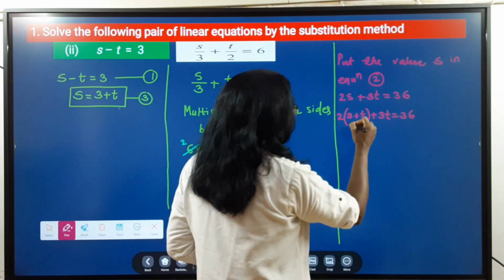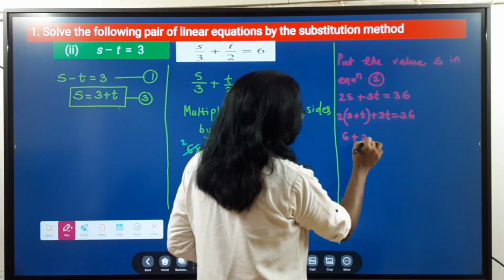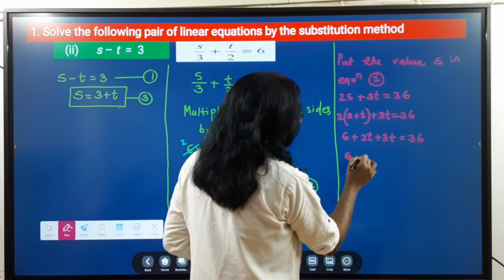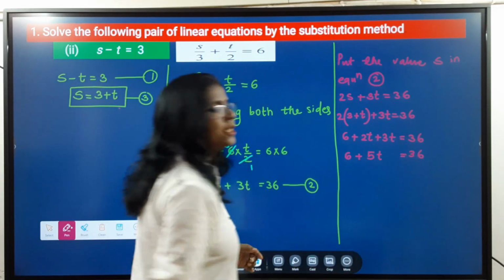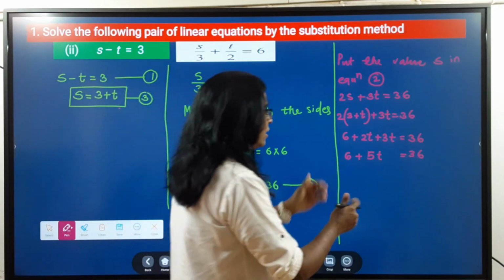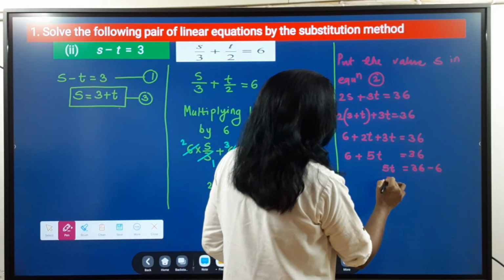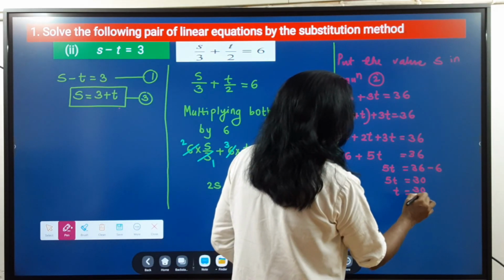Then I multiply 2 by 3, 2 3s are 6, plus 2 multiplied by t, that is 2t, plus 3t is equal to 36. So 6 plus 2t plus 3t means 5t is equal to 36. Now shifting the 6, 5t is equal to 36 minus 6. That means 5t is equal to 30. So t is equal to 30 upon 5.